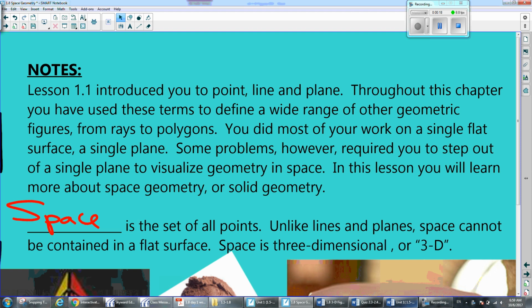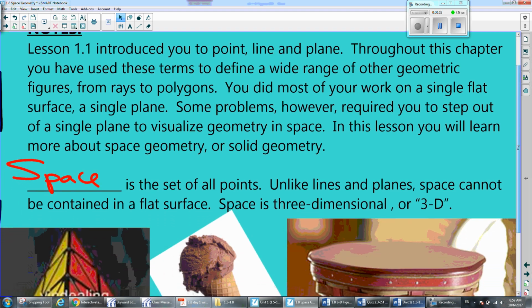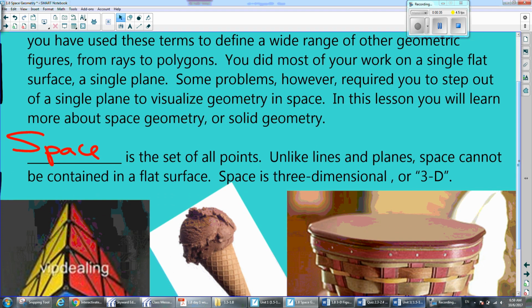Okay, so in lesson 1.1 we introduced you to point, line, and plane. Those were the three building blocks of geometry. Throughout this chapter, you've used those terms to define a wide range of other geometric figures, from rays to polygons. You did most of your work on a single flat surface, a single flat plane. Some problems, however, required you to step out of a single plane to visualize geometry in space. In this lesson, you'll learn more about space geometry, or solid geometry.